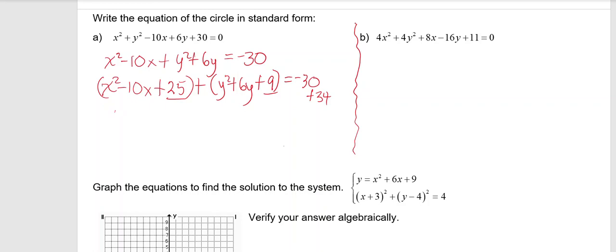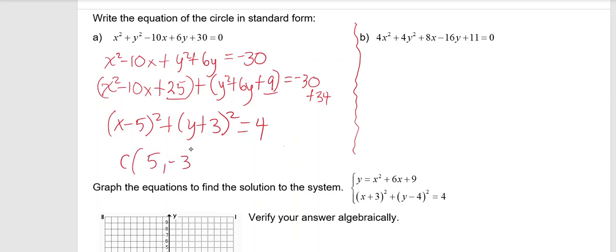All right, so let's factor this. X minus 5 squared plus y plus 3 squared is 4. So excellent, there's our equation. Let's go ahead, for fun, write down what our center and radius are. What's the center here? 5, negative 3, and the radius would be 2.